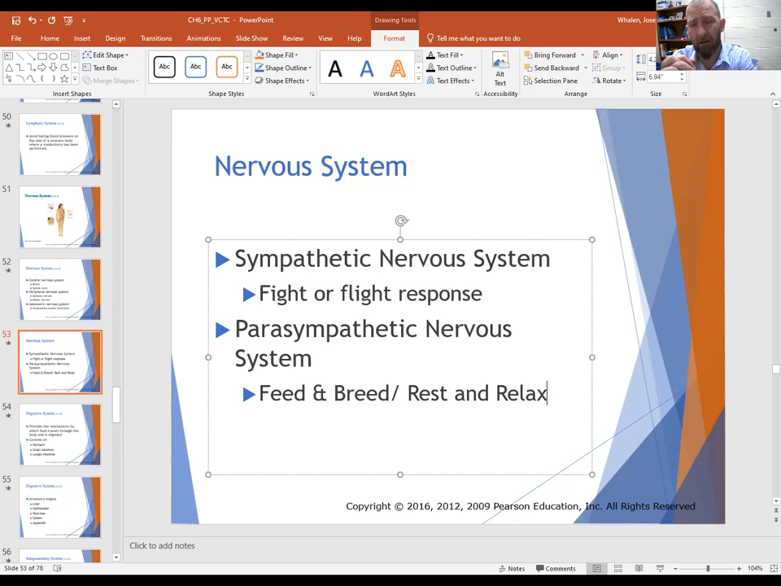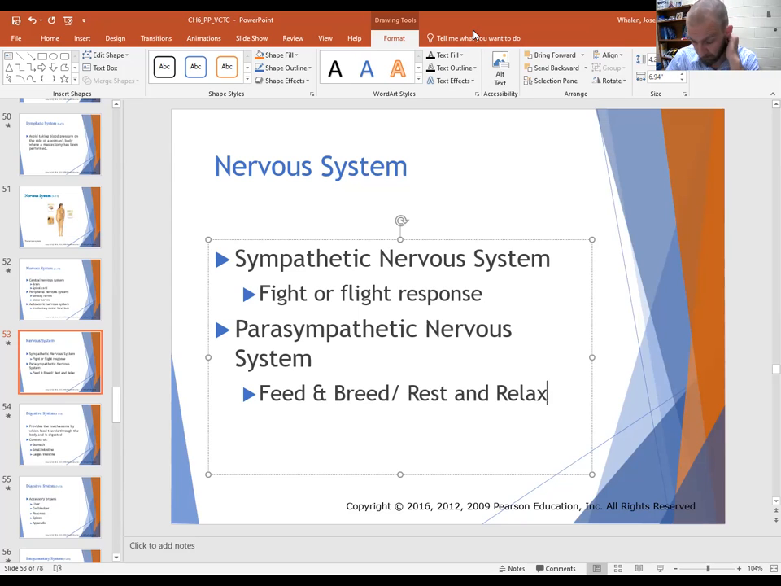Now, again, a lot of opposite responses in the body to the parasympathetic nervous system. So our heart rate's going to drop, blood pressure is going to drop, our respiratory rate is going to drop. We get a little bit slower there as well. Our blood vessels will relax a little bit, they won't be as constricted, and our airways will be basically in a normal state. It's not like they're going to be closing up. So this is your feed and breathe, or rest and relax, and your parasympathetic nervous system is responsible for that.